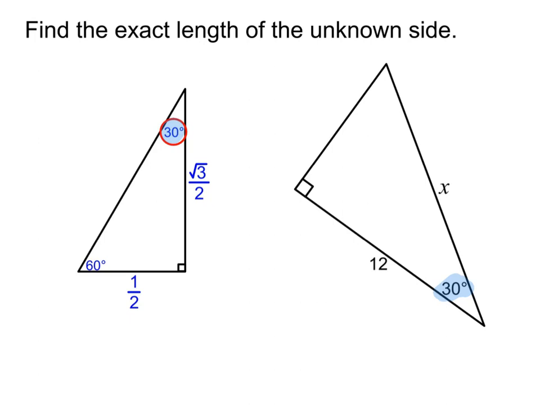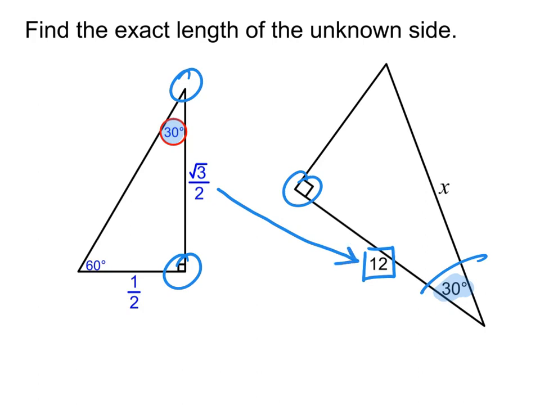So I want to look and see what's going on with the side that I actually know, which is the 12. Notice that the 12 here is between the 30-degree angle and the 90-degree angle. So when I want to see what side that matches up with in the other triangle, I look for the 30-degree angle and the 90-degree angle and what side is between them. And so I can see then that the 12 is coming from the root 3 over 2. So if I want to figure out how to turn the rest of this triangle into this, I need to know what do I multiply root 3 over 2 by in order to get 12.